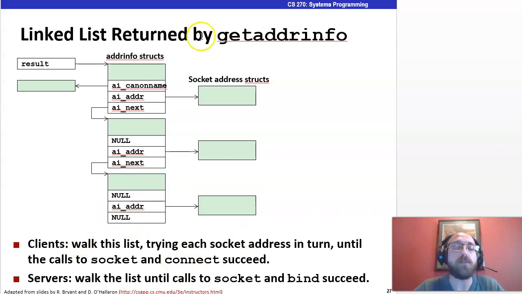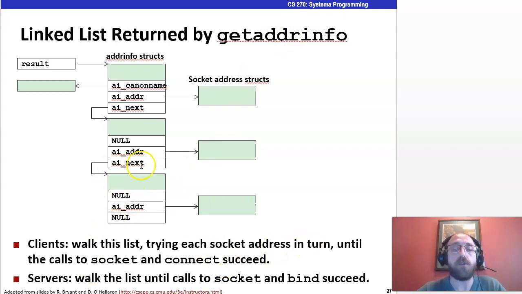So a client, when it gets this list back, will go through one at a time and try this first address, try to make a connection. If that fails, then rather than saying I couldn't connect, it will go to the next address that was returned and try that. If that fails, it will go to the next one, and so on. So the client's attempt to make a connection, we only really consider that to be a failure if we've gone through all of the addrinfos that we got from getaddrinfo and none of them worked.